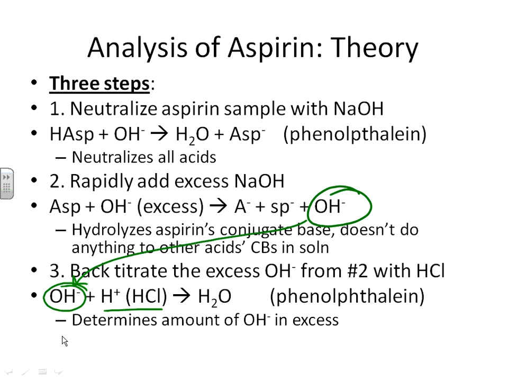So, three major things: initial neutralization with sodium hydroxide, which will neutralize all the acids; adding excess sodium hydroxide, which will break apart aspirin's conjugate base; and then the back titration to figure out how much sodium hydroxide we needed to break apart aspirin's conjugate base, and then work backwards from there to figure out how much of aspirin's conjugate base, and therefore how much aspirin, we had.